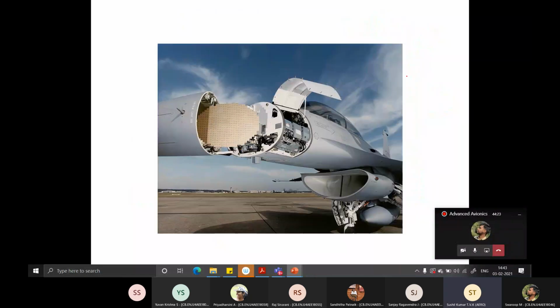And in aircraft, naturally the volume for the antenna is very small, so you'll have a very small antenna. And as we have seen, the lambda by 10 problem is there, so it will be in X band. Generally they will be having X band radar. And as I told you, nowadays it's going to be all AESA radars.